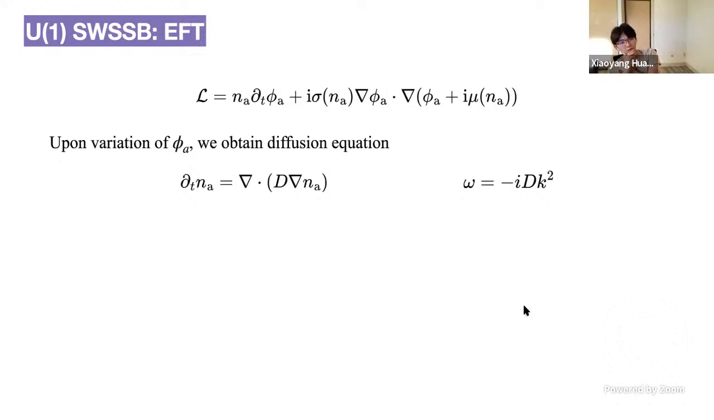Okay, so if you do a similar integration as we did for the U(1) SSB case, by integrating out the phi R field, you get the final effective action just in terms of the phi A field. Upon variation of phi A, you get the diffusion equation, and by just Fourier transform, you get the diffusive normal modes.